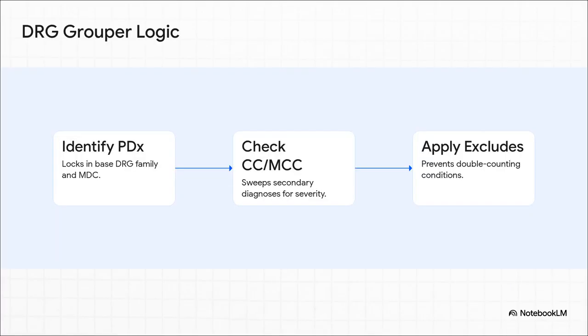Let's move on and see how this builds, breaking down the exact chronological logic the DRG grouper software uses. Step 1. The grouper identifies the principal diagnosis, which locks in your base DRG family and major diagnostic category. Step 2. It sweeps through all your documented secondary diagnoses to see if any of them happen to be on the master list of CCs or MCCs. Step 3. It cross-references those CCs and MCCs against the principal diagnosis, using those exclusion lists we just talked about. If an MCC survives Step 3 without being excluded, boom, you get the highest payment tier.